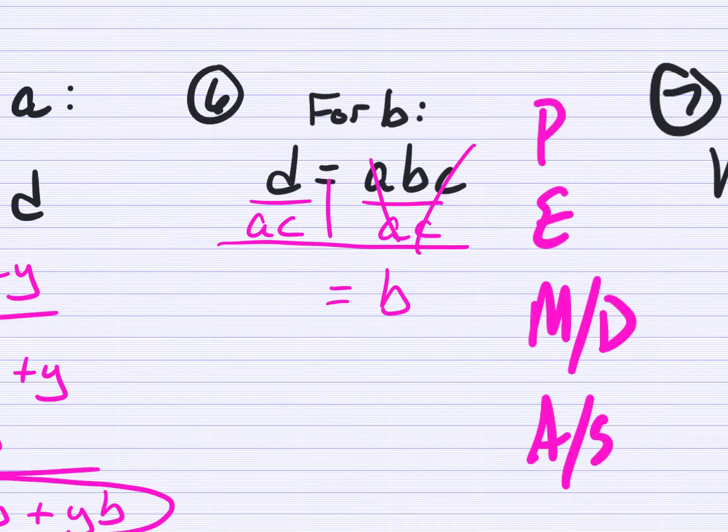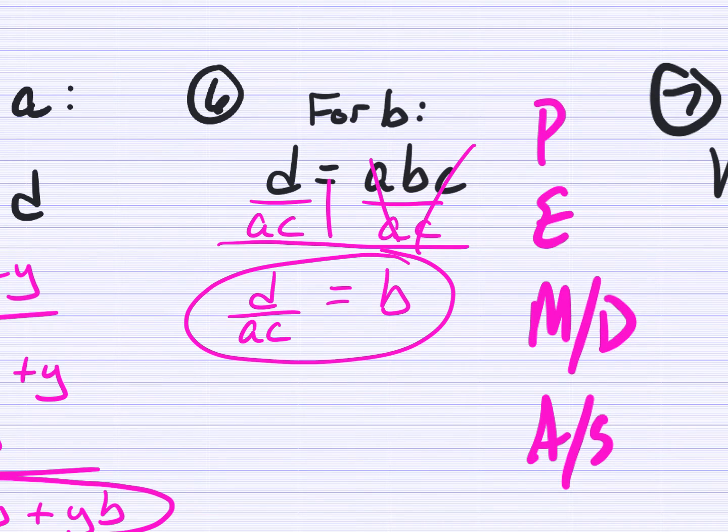On the left-hand side, that's a fraction, and we always want to reduce fractions, except this one doesn't reduce. So I'm just going to bring it down the way it is, d divided by ac. The variable we wanted by itself is alone, so we're done.